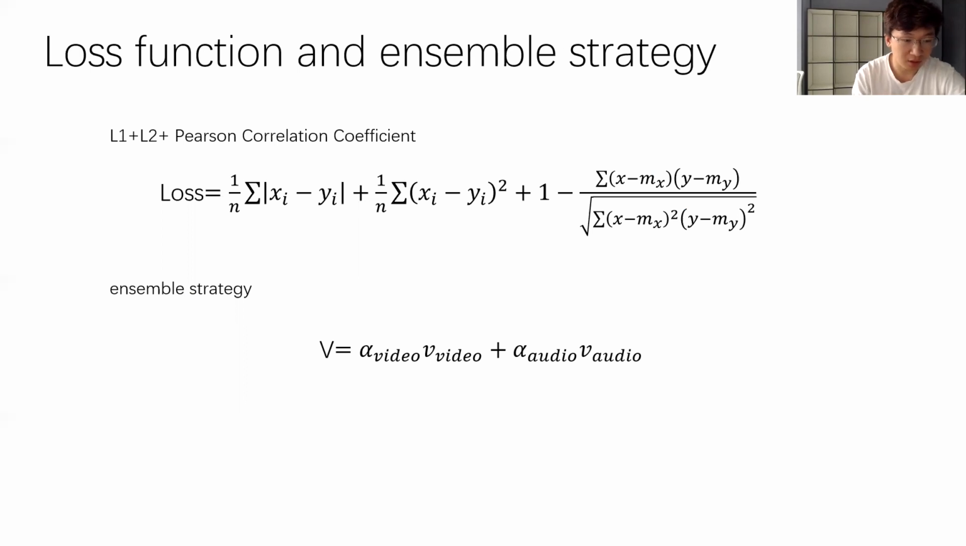Our ensemble strategy for the regression results of the visual and audio models is to sum the values after they are multiplied by weights. The weights are proportional to the Pearson correlation coefficient, a metric of the single model.